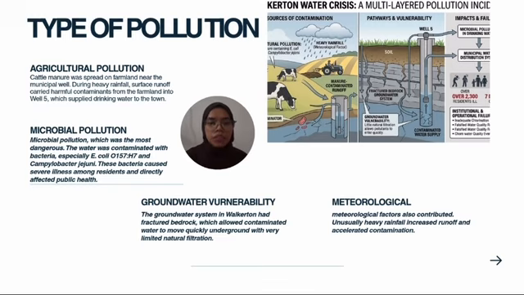Another important issue was groundwater vulnerability. The groundwater system had fractured bedrock, which allowed polluted surface water to quickly enter the groundwater with very little natural filtration. In addition, institutional and operational failures worsened the crisis because chlorination monitoring was inadequate and some water quality records were falsified. And lastly, heavy rainfall acted as a meteorological factor that increased surface runoff and transported contaminants into the groundwater system.